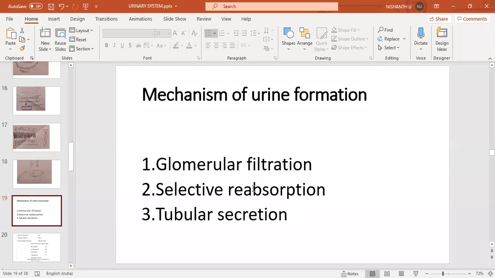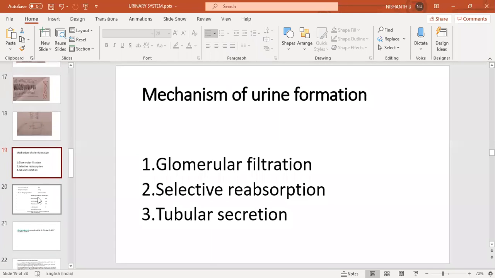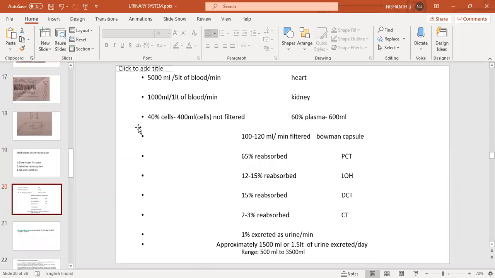Some molecules move out of the tubule into the blood circulation. That is reabsorption. Some molecules enter into the tube from the blood. That is called tubular secretion. One by one we will discuss, then slowly you can understand the concept. I'm not going fast. I will go very slowly in this area, so you can understand. Now observe this very carefully.